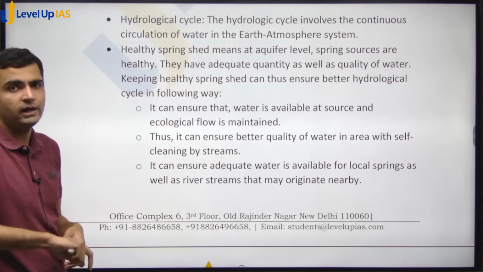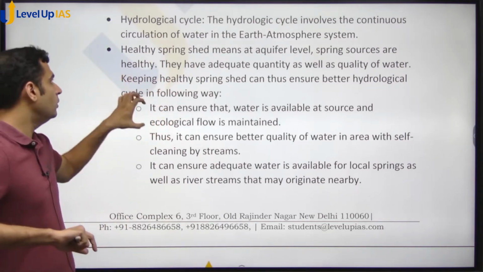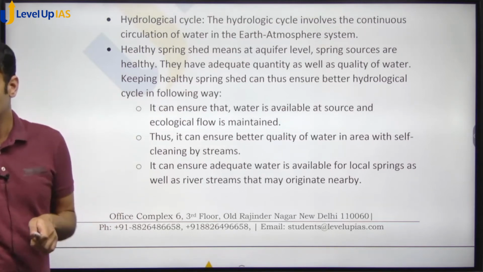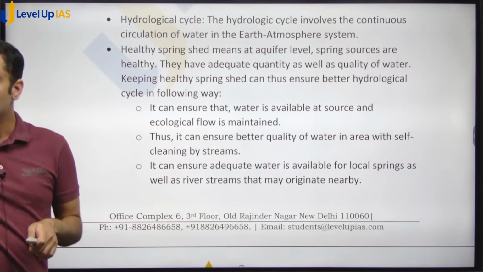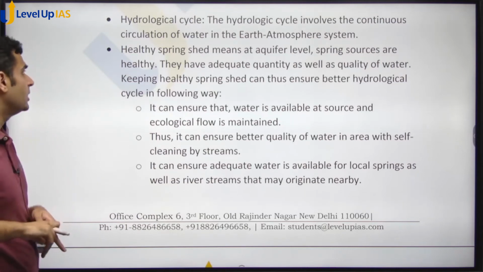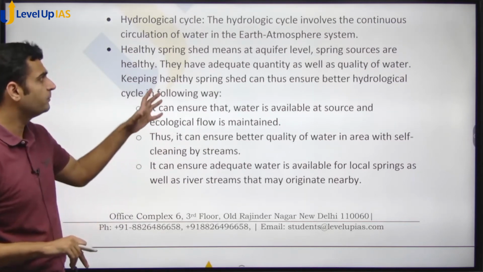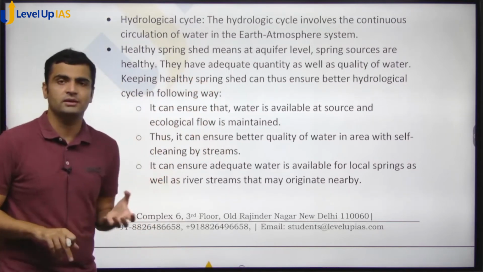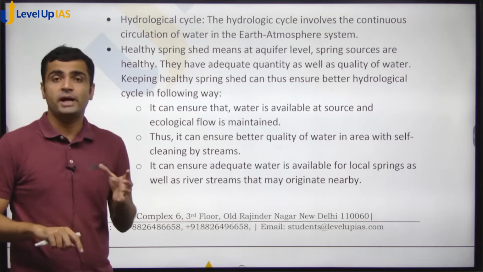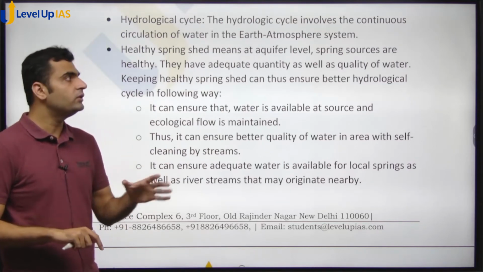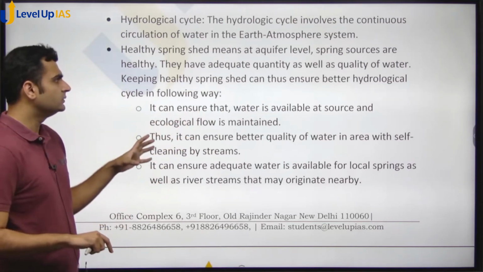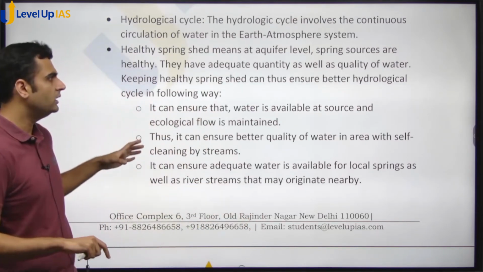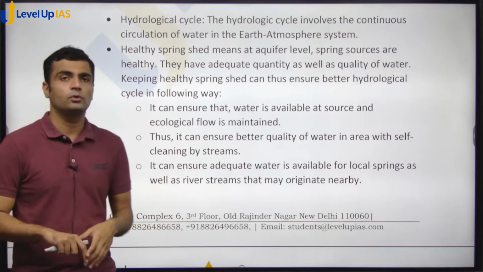Now, for that, firstly, I think we should know what a healthy spring shed means. If we know that, we can write it in a better way. A healthy spring shed means that at aquifer level, spring sources are healthy. So sources are healthy, the aquifers have adequate quantity and quality of water, and thus keeping a healthy spring shed can help us in better hydrological cycles in the following way.